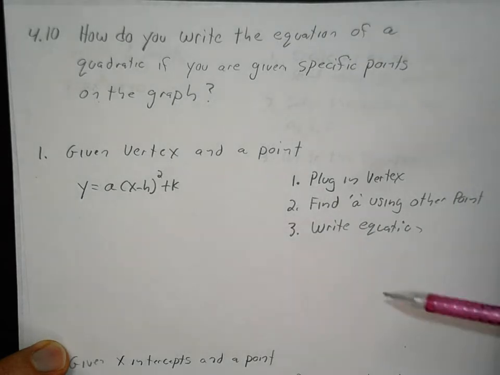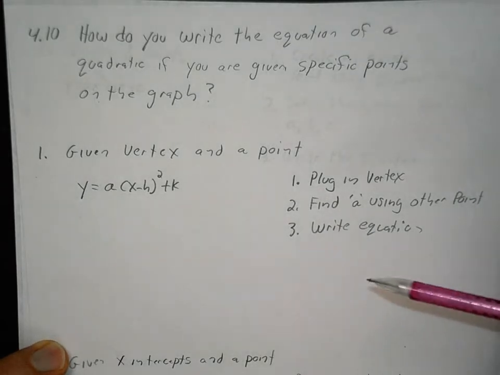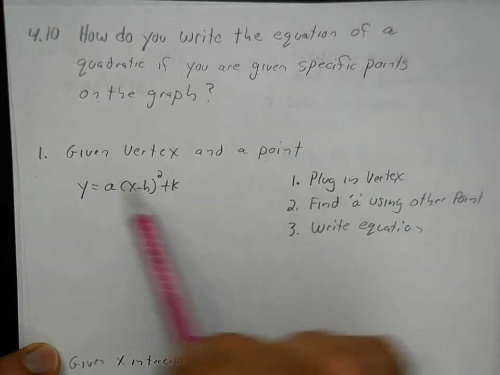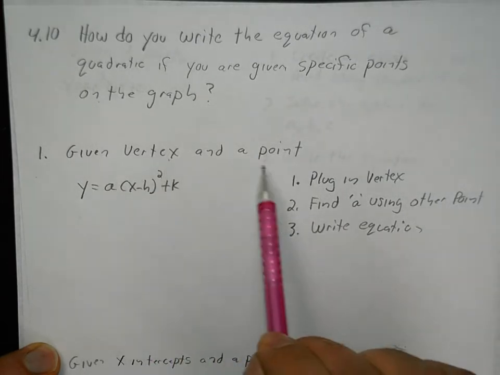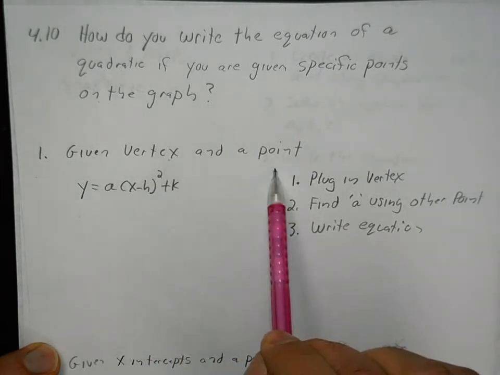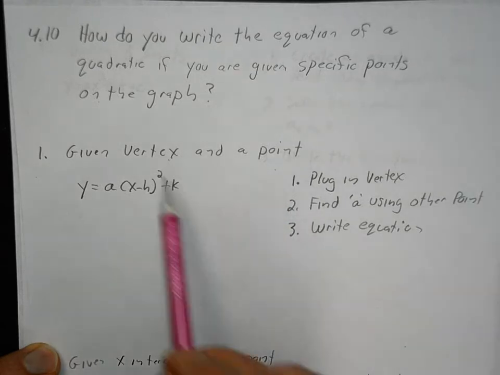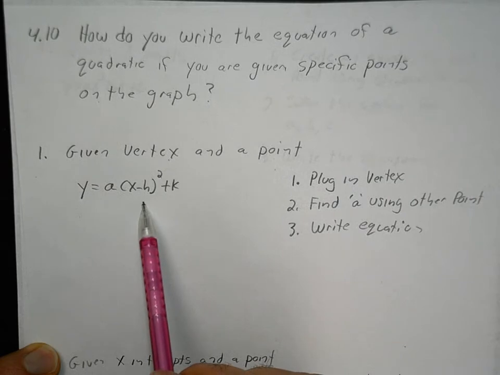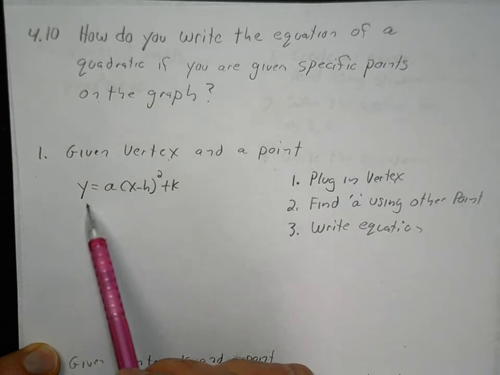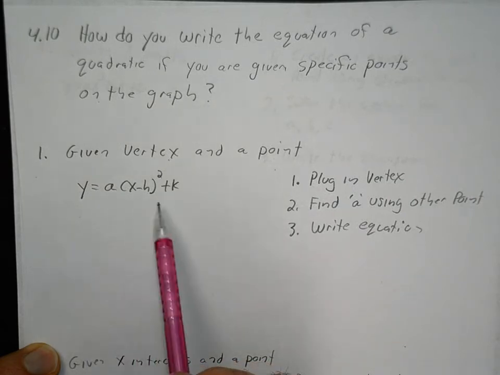Okay, so there's three different possibilities here, and we'll go through an example of each. The first one is, what if we're given the vertex and some other point? If we're given the vertex and some other point, we can come up with the equation of the line. And if that's the situation, then we're going to use vertex form. Okay, we all know what vertex form is, written right here.